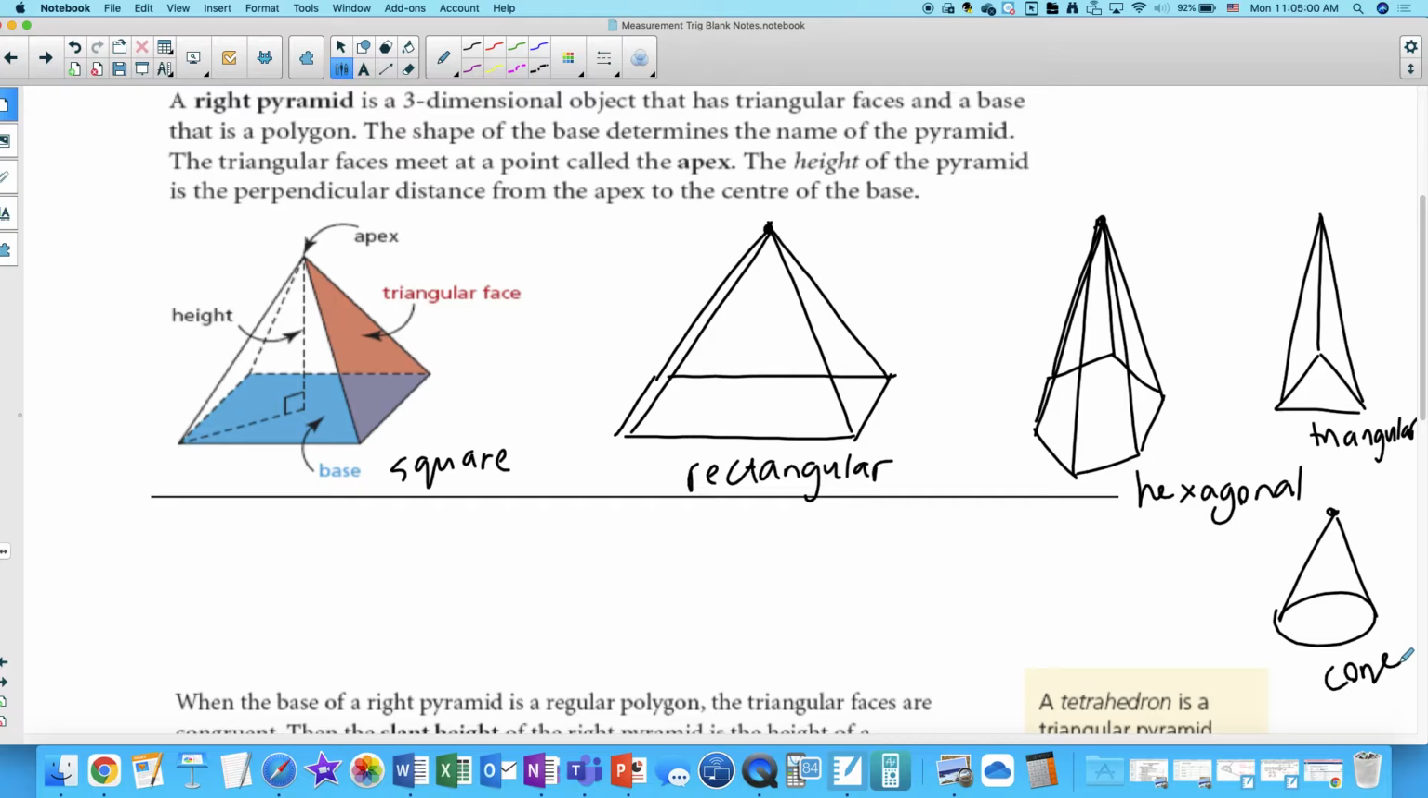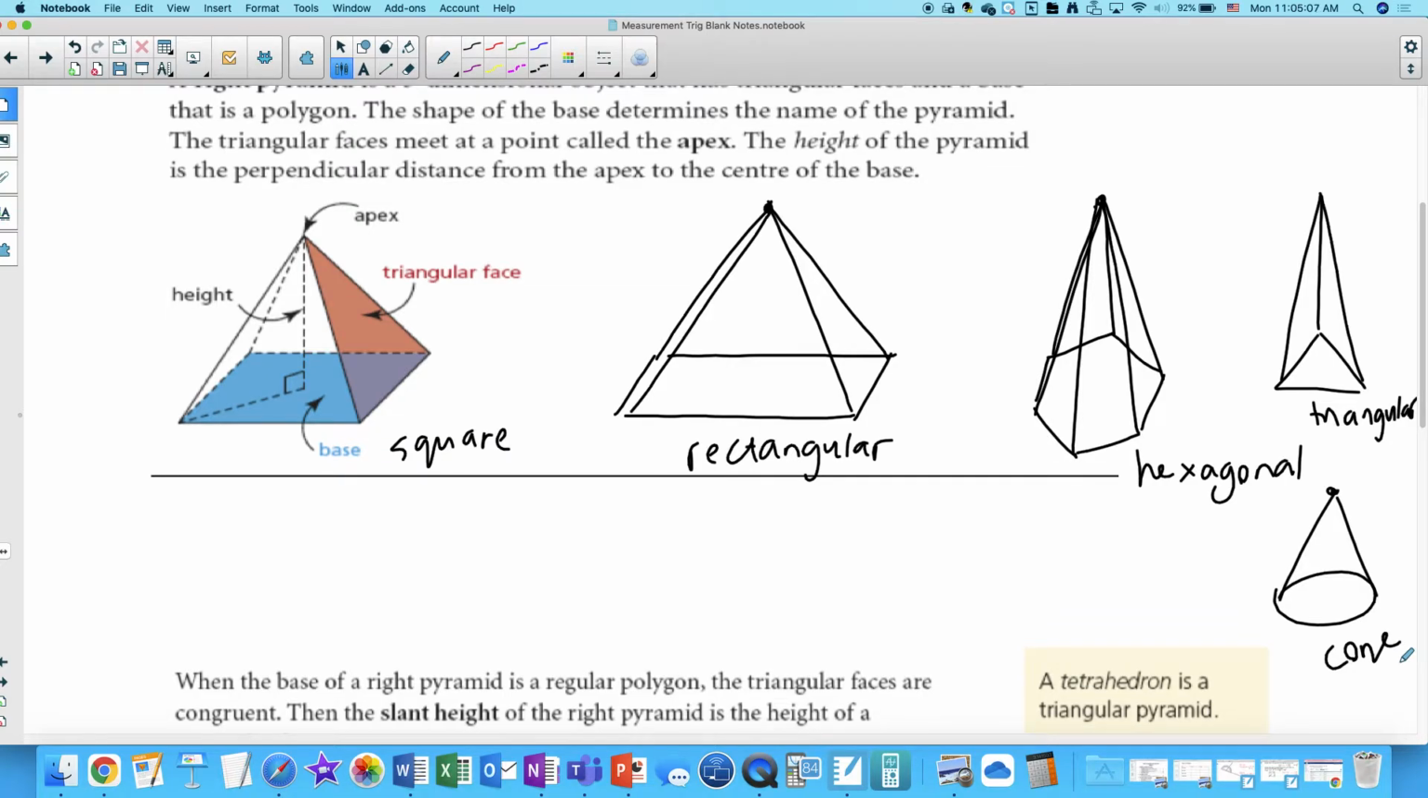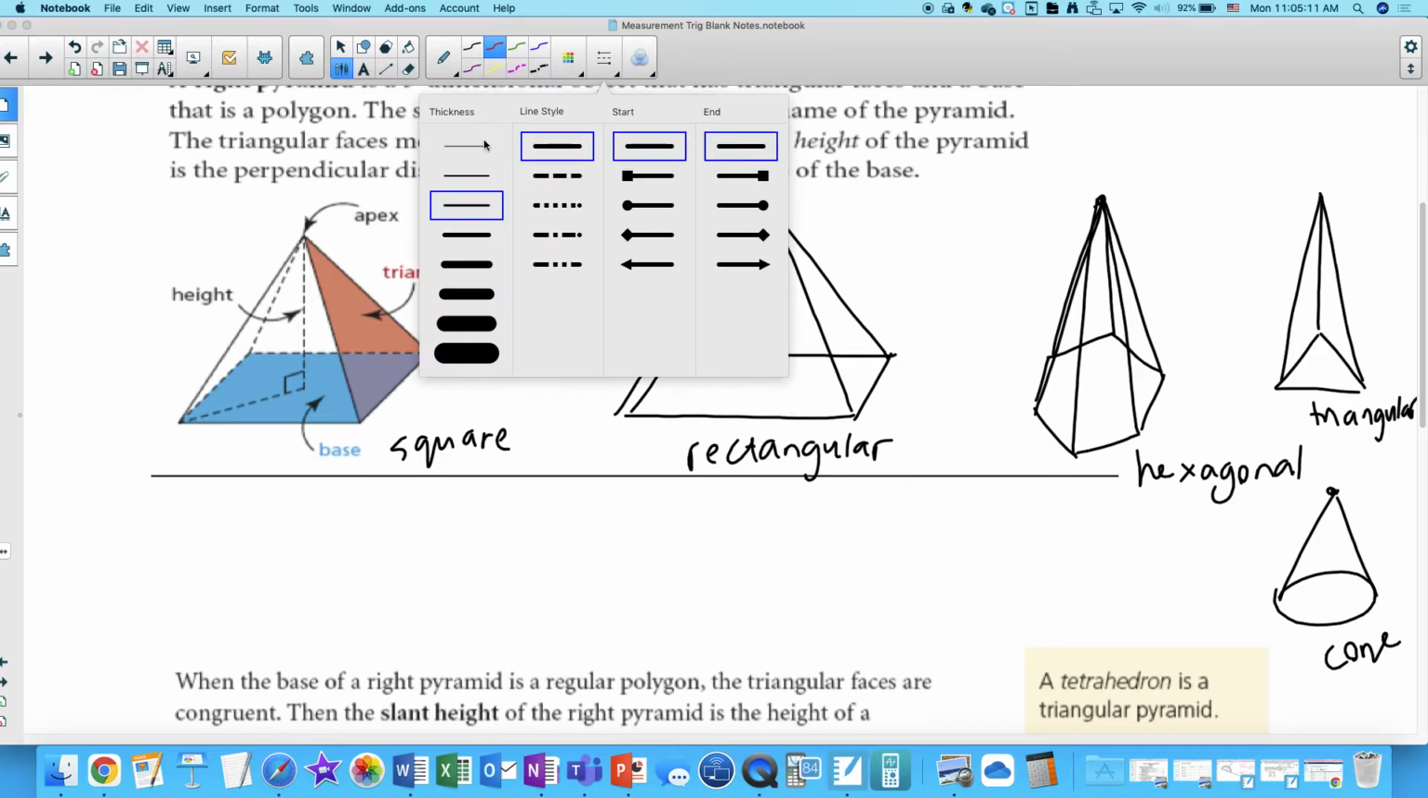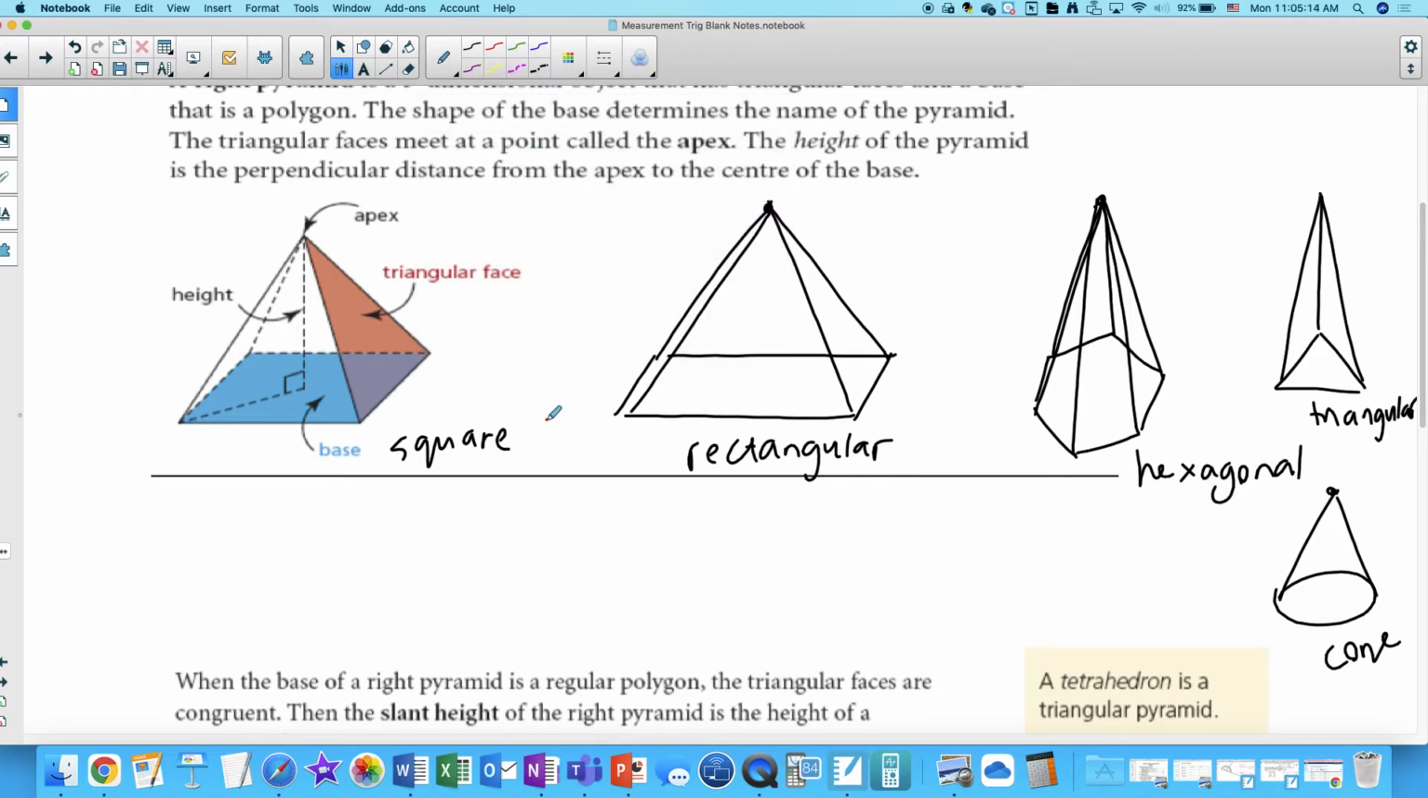Okay? Now, one thing that I also want to mention in a pyramid is something called the slant height. And the slant height is basically the height of one of these triangles. It's like the slanted height. You can see why it's called the slant height, because it's going to be slanted to get up to the apex. This over here is the slant height. And depending on the type of pyramid, you may have more than one slant height.